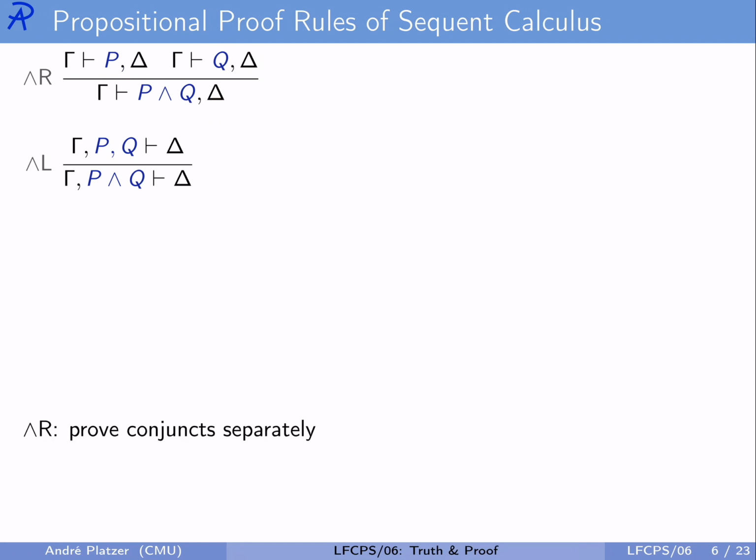In other words, proving conjunctions is what we would do by proving each of the conjuncts separately. Proving that P and Q is true requires a proof of P and a proof of Q, but we will keep all the other alternatives around just in case the proof of those proceeds better.